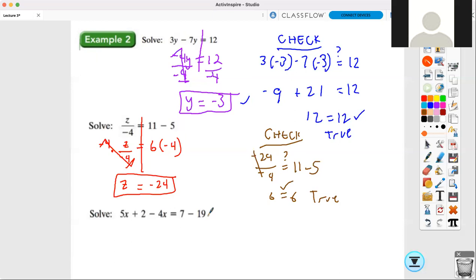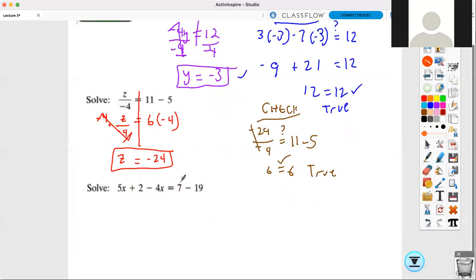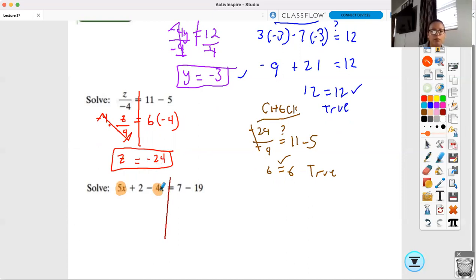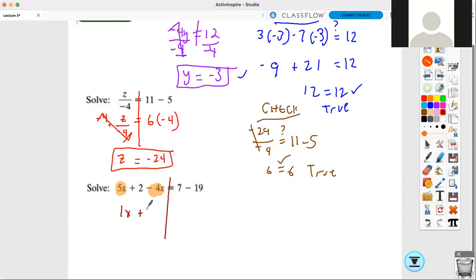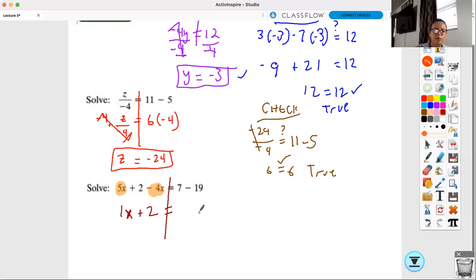All right, look at the last example. I'm going to go ahead and draw a line down the middle. Now, on the left side, are there any like terms that I can combine on the left side? The 5x and the 4x. What's 5x minus 4x? 1x. So then we get 1x plus 2. Now, can I combine anything on the right side, y'all? Can I combine 7 and minus 19? Yes.